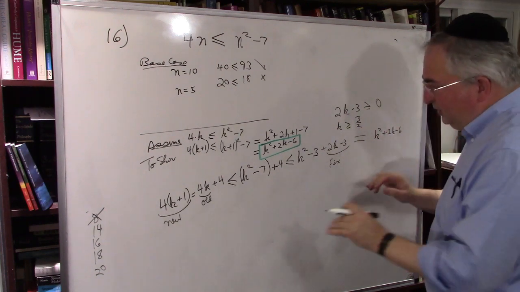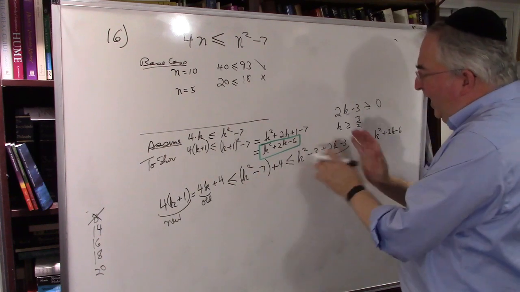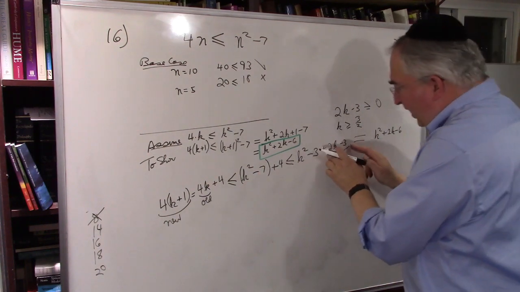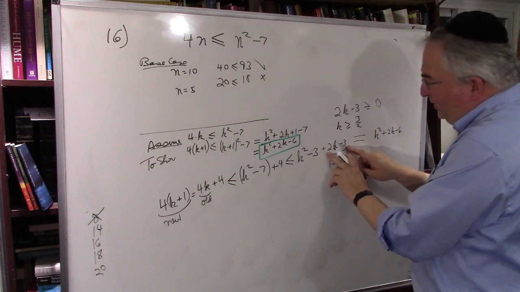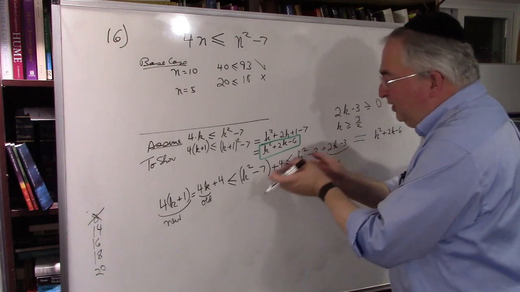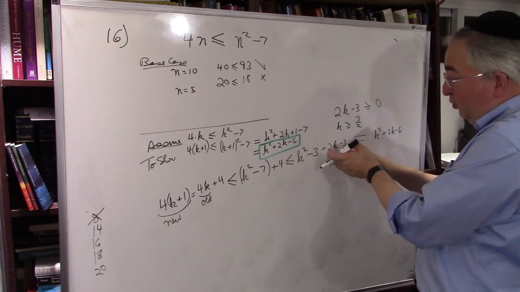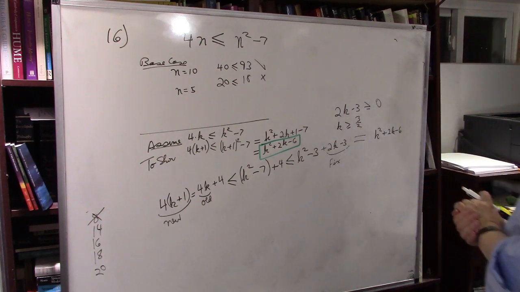So, let's go through this. This is k squared minus 3. That's k squared minus 3. I added something to it. Why did I add this to it? Because I wanted it to equal this. What did I add? I added 2k minus 3. You can't just add one side to the other unless this side is more than 0. Oh, it is more than 0 because k is more than 3 over 2.